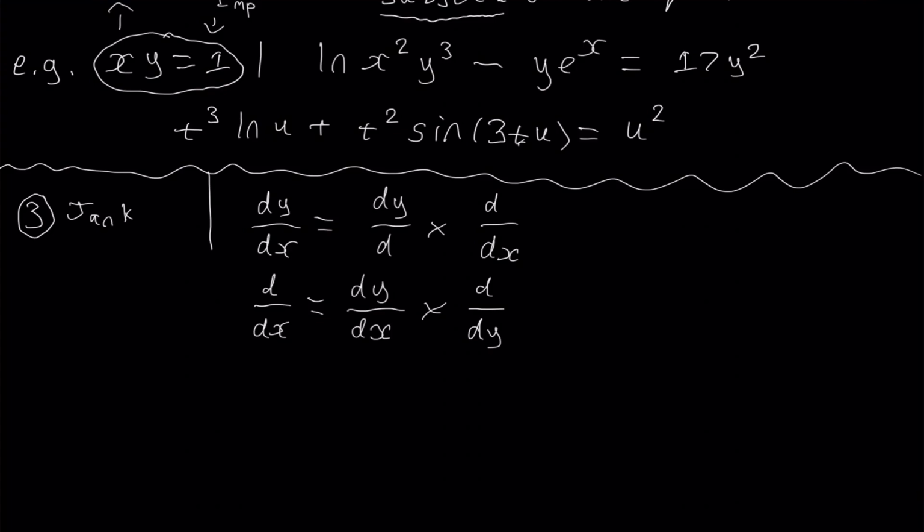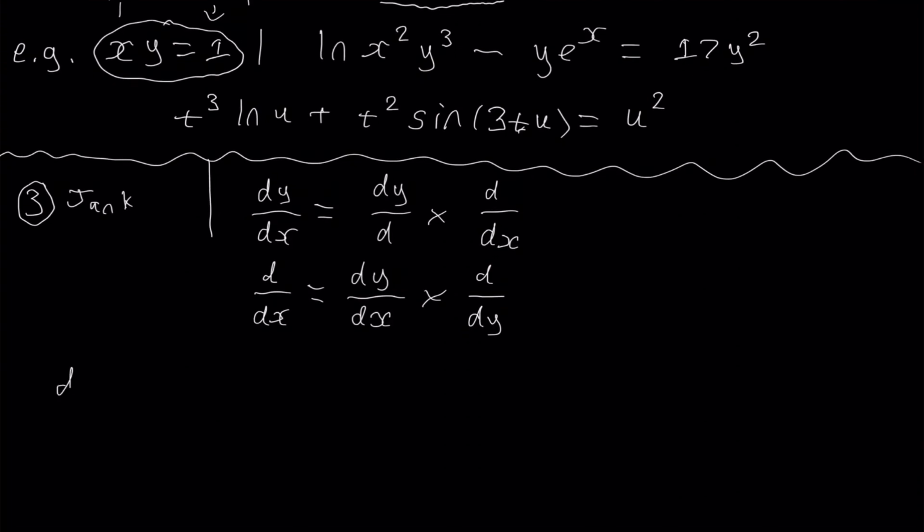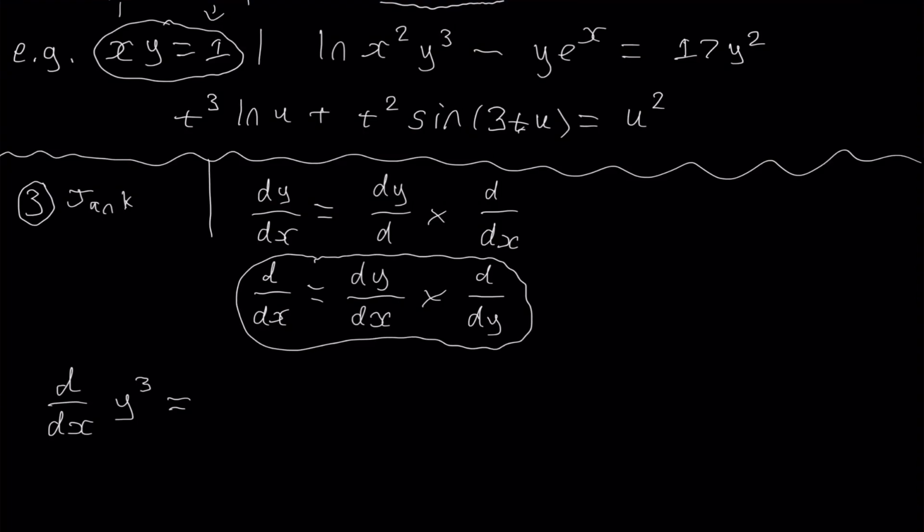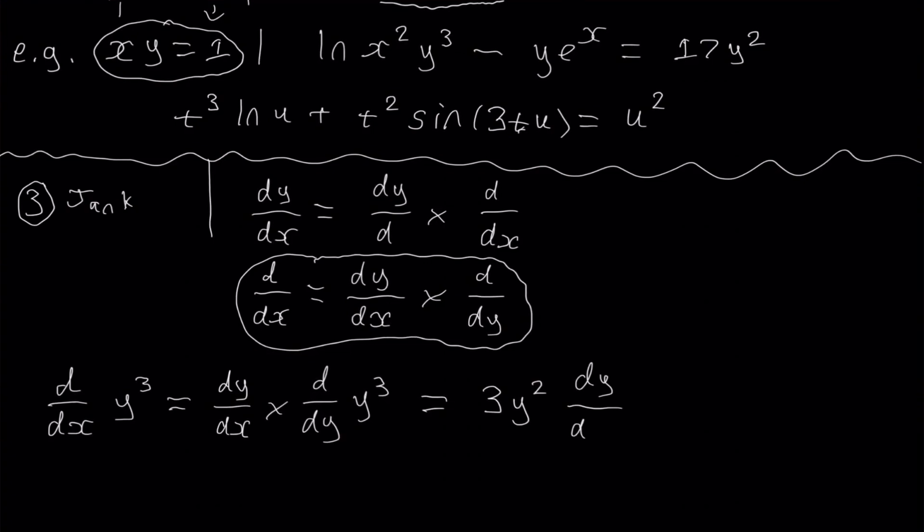Now this is a bit of a monstrosity, if I am entirely honest, but an example of how we could use something like this is, let's find the derivative with respect to x of y cubed. Now, using what we've written down over here, we can say that this is going to be equal to dy over dx multiplied by d over dy of y cubed, and this, of course, is going to be equal to 3y squared, the derivative of y cubed with respect to y, times dy over dx.